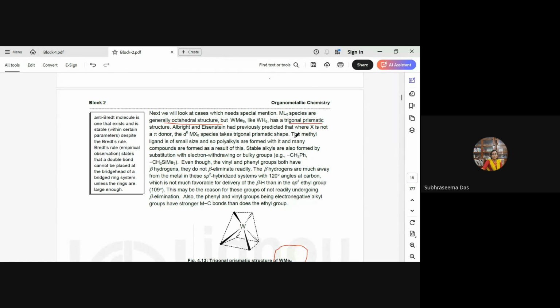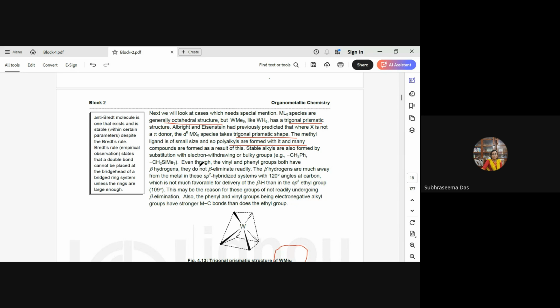So why does this difference arise? It was previously predicted that the d0 MX6 species take a trigonal prismatic shape. Why it happens is that the methyl ligand is very small in size, and so the polyalkyls are formed with it, and many compounds are formed as a result of this. The stable alkyls are also formed by this substitution, and electron withdrawing groups or bulky groups are also there.